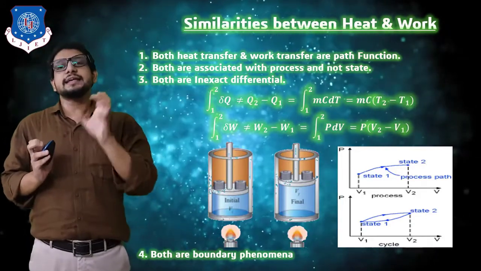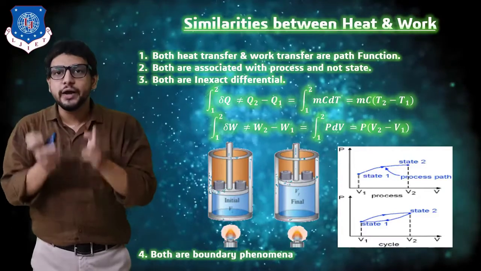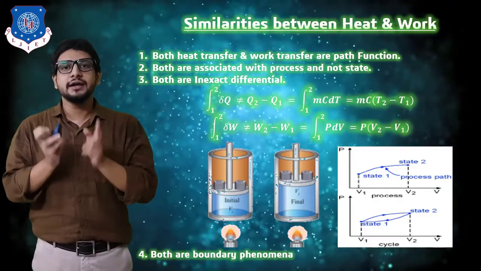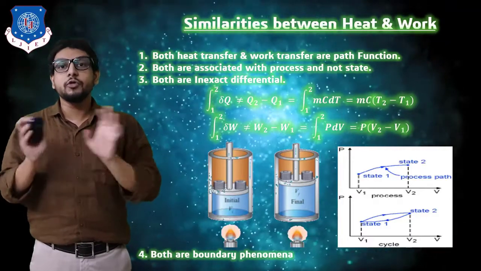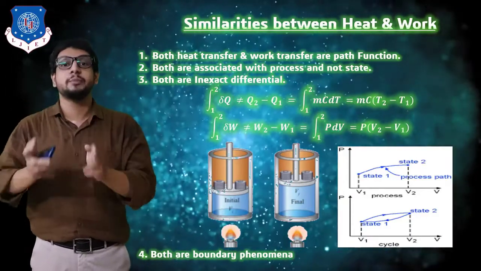So both are inexact differentials. Every time we are going to represent Q and W by a partial derivative, that is called del. Okay, del Q and del W. We are never going to write it as dQ and dW. You have to keep this in mind.